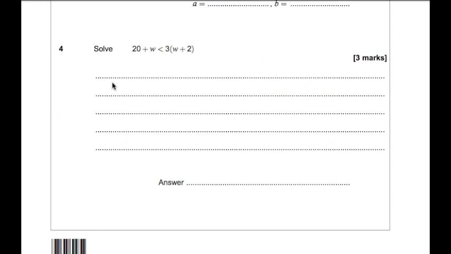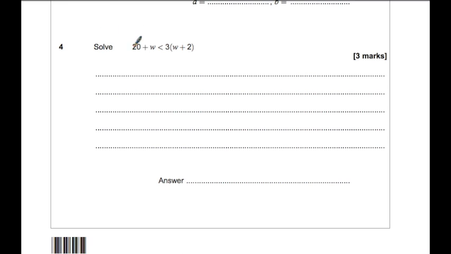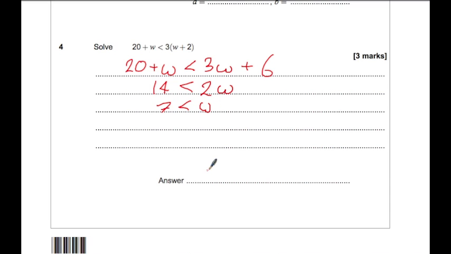Okay, right, question 4, so we've got to solve an inequality. It's just a linear one, so it's not so scary. So the first thing we can do is expand out the right hand side, so we get 3w plus 6, and then we just need to solve it how we do a normal linear equation. Just make sure if you divide or times by a negative, you swap the sign. So we'd have 2w is greater than 14, so w is greater than 7 as a final answer.